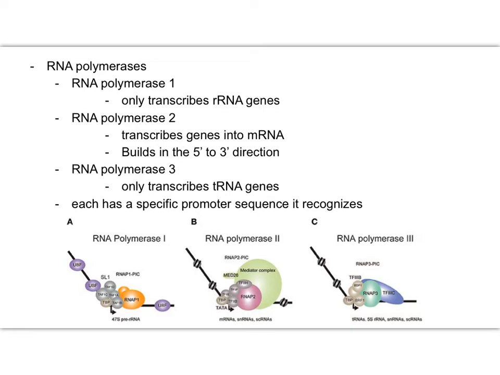So for instance, RNA polymerase 1 only transcribes rRNA genes. So it only transcribes information for rRNA, and rRNA is ribosomal RNA. So it is used to actually make ribosomes, which are important for protein synthesis. RNA polymerase 2 will transcribe genes into messenger RNA. So this is the one that we are thinking of usually when we're talking about RNA polymerase. So this will transcribe the genes that are going to be turned into messenger RNA.